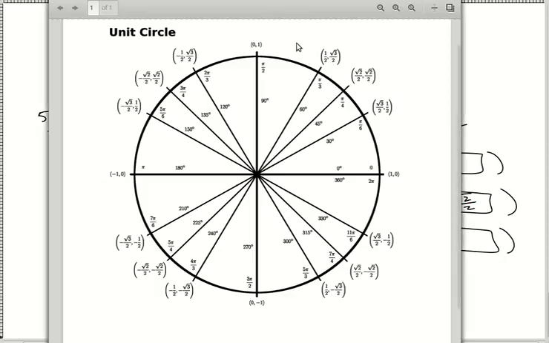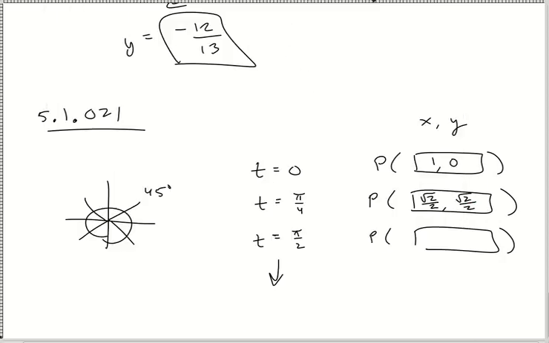Okay, keep cruising. Pi over 2 right here. What's my point? 0, 1. There we go. Like, that's it. And then you can just keep on going. If they give you any kind of angle, it's on the unit circle there. You can just put that point in there. Cool.